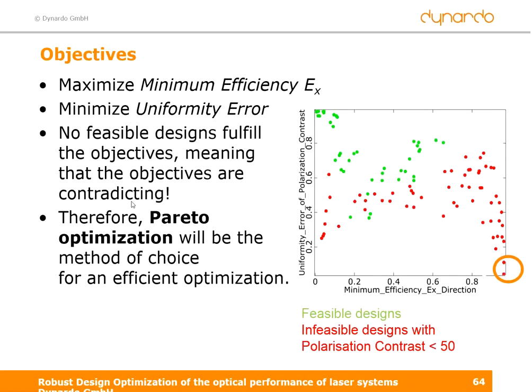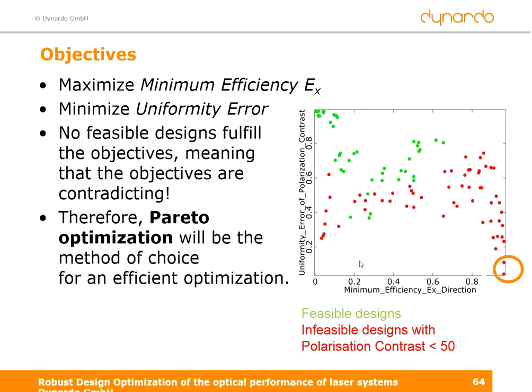Furthermore, we'd like to maximize the minimum efficiency in X direction, which means we want to go close to this area here, while at the same time the uniformity error should be minimized, of course. And you see by the colored samples, or the colored designs, that there is actually no feasible design that fulfills both objectives.